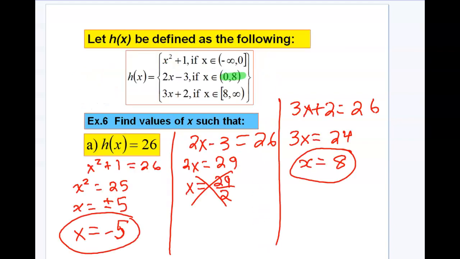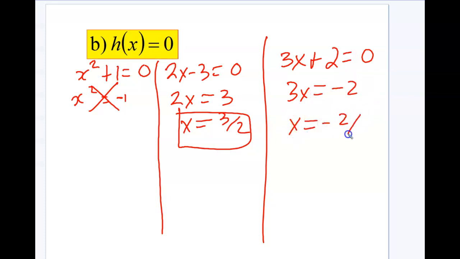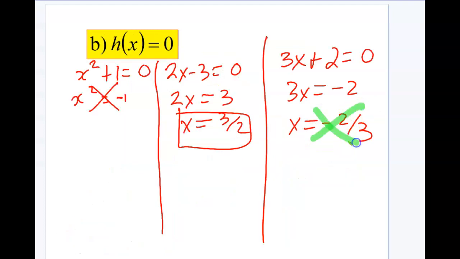And then the last one, it is 3x plus 2 equaling 0. Solving for x, that's going to be negative 2, and x is going to be negative 2/3. And negative 2/3 does not fall in the interval 8 to infinity, so that just doesn't work either. So this is the only valid solution I have for this question.